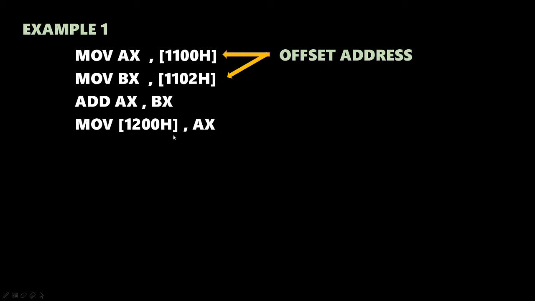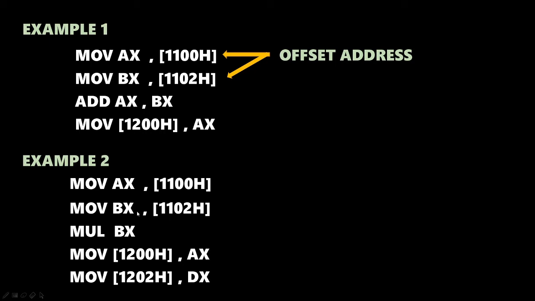And the last instruction that we gave is move [1200h], AX. What this will do is copy the value of AX and store the value in this location. So this is also an offset address. The value that we have in our AX will get stored inside the memory, which has an offset address of 1200h.